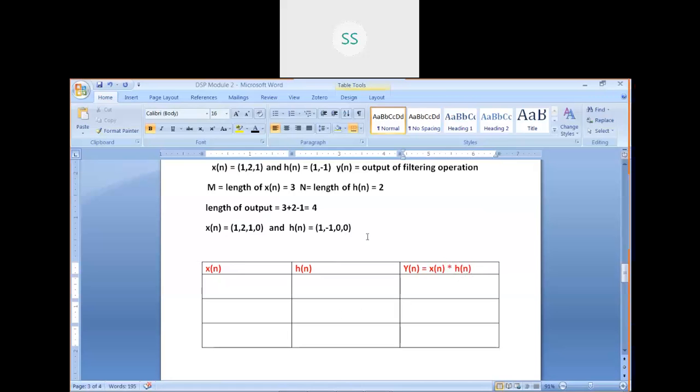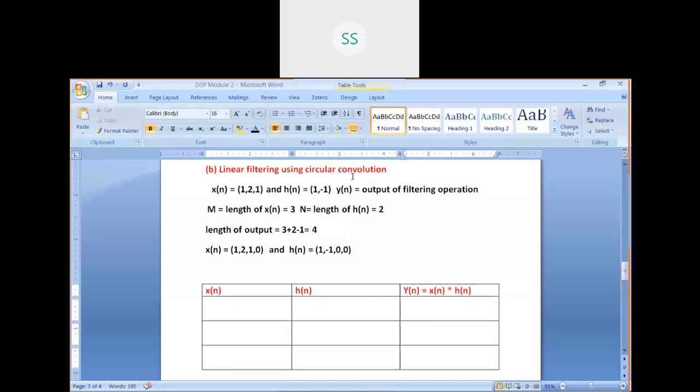Now why is it possible to use circular convolution? Because we are doing the filtering operation. It has been done with the DFT IDFT method also, and now we are checking it with circular convolution. Why is circular convolution going to yield the result for us? The reason is that we know the product of two DFTs is equivalent to circular convolution in the time domain.